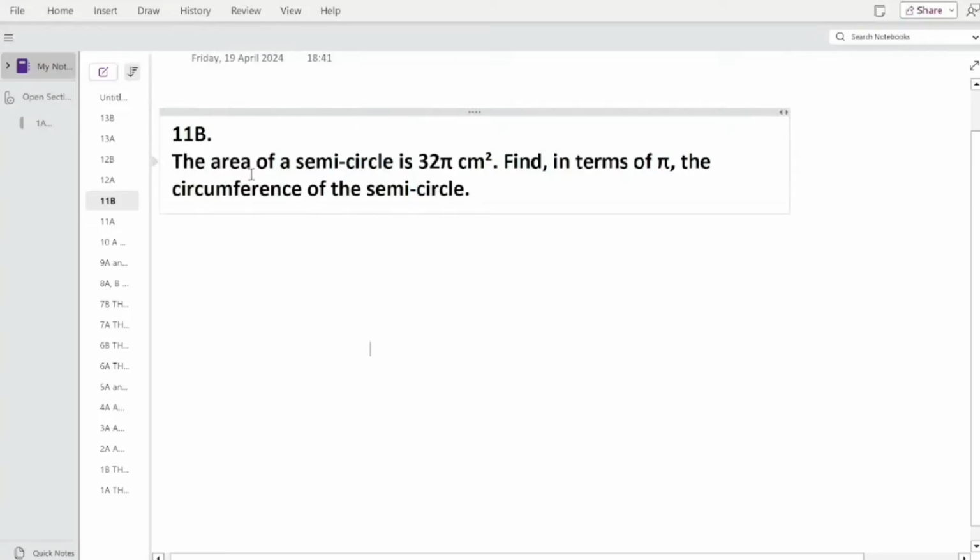Question 11b says the area of a semicircle is 32 pi centimeters squared. Our pi has not been changed. It has been left as pi. Our pi is 22/7. Find, in terms of pi, that means we're not changing our pi, the circumference of the semicircle. We know the circumference of the semicircle is also the perimeter.